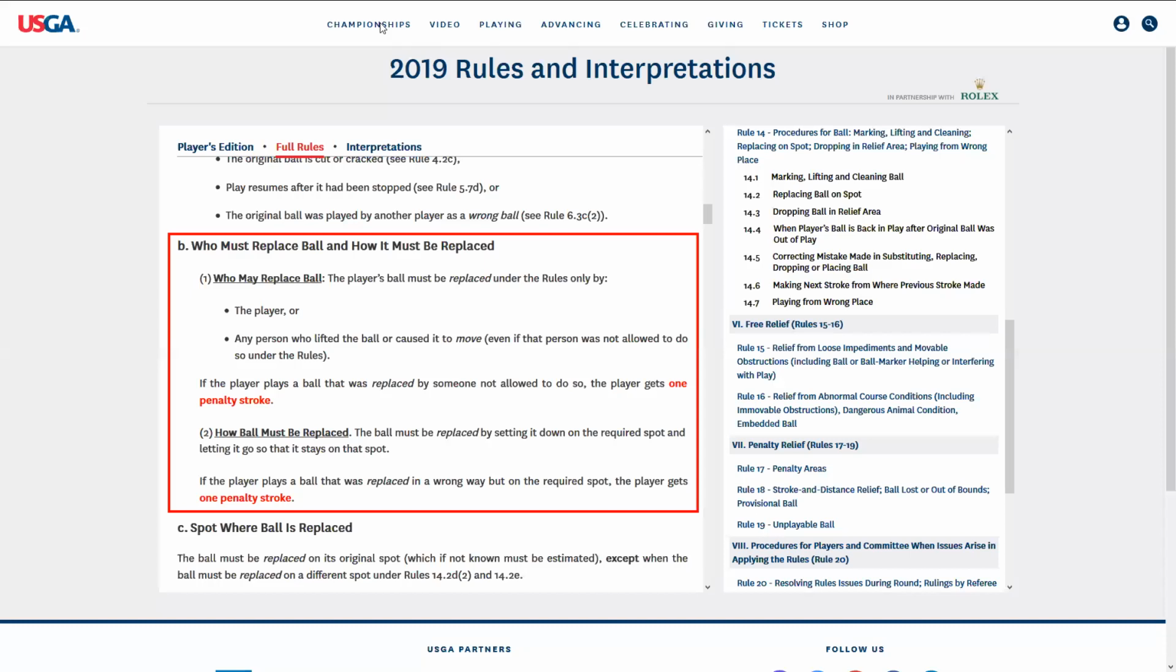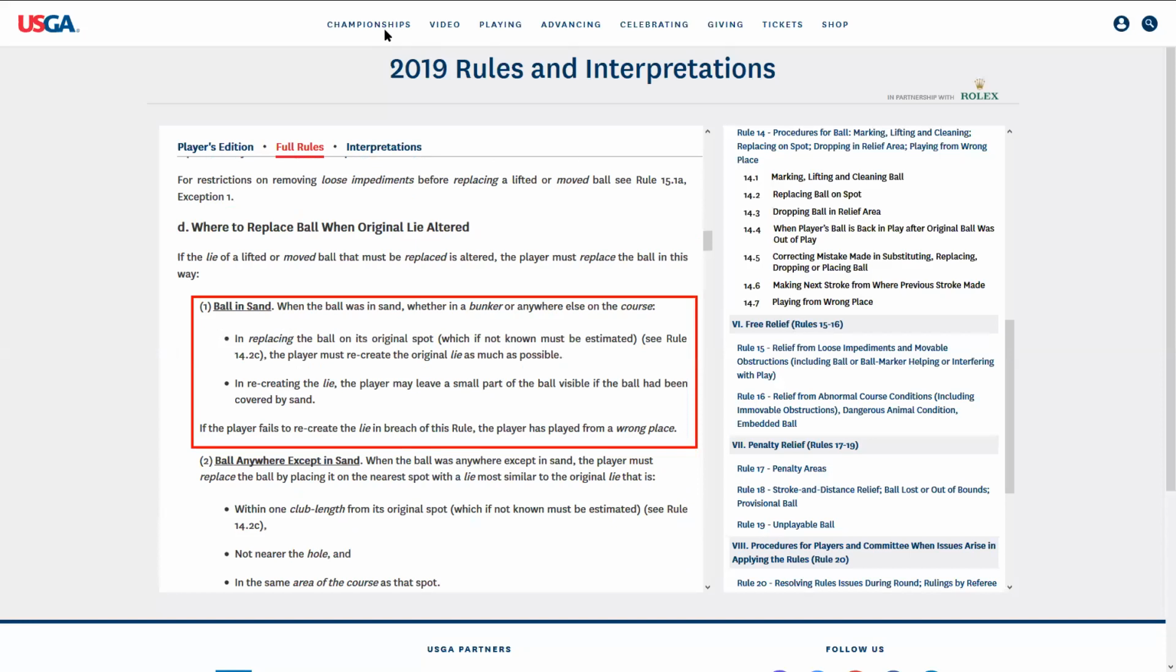All right, 14.2d, where to replace ball when original lie altered. If a lifted or moved ball that must be replaced is altered, the player must replace the ball in this way. And this is not a change. This is what the old rule said. If your ball is in the sand, anywhere on the course, you must recreate the lie, and then you have to place the ball in that recreated lie.